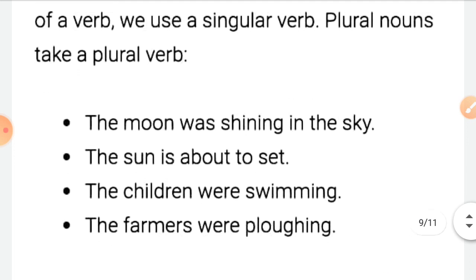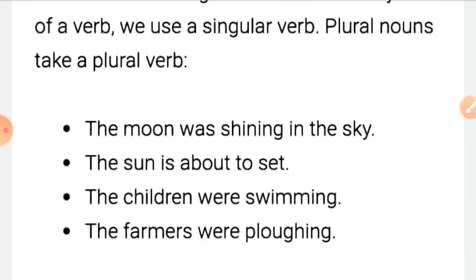Now, for plural nouns, which is the plural noun? Children. The children were swimming. So see, the "were" is here. The farmers were plowing. So children, farmers, moon, sun, these are the nouns, and was, is, were, these are the verbs. Okay, so a singular noun will take a singular verb. With the moon, "was" will be used, "were" will not be used with the moon, and with the children, "were" will be used. Why? Because this is a plural noun.